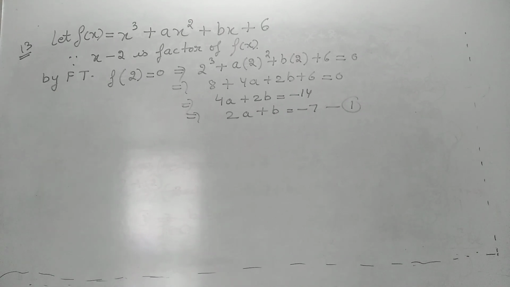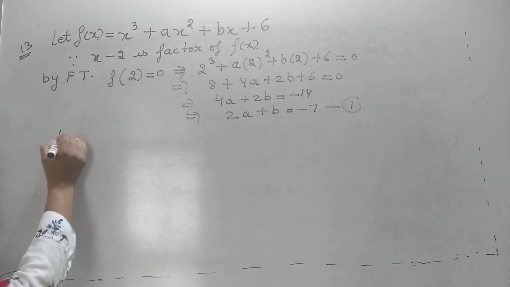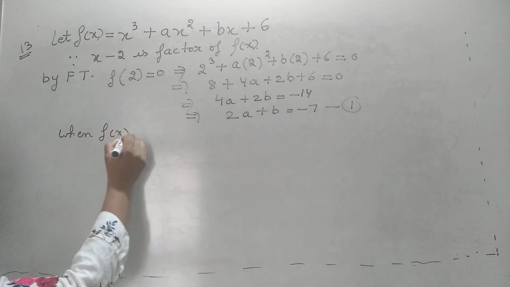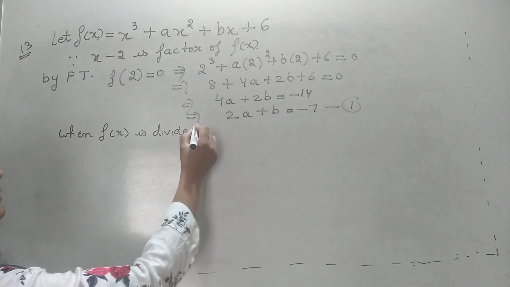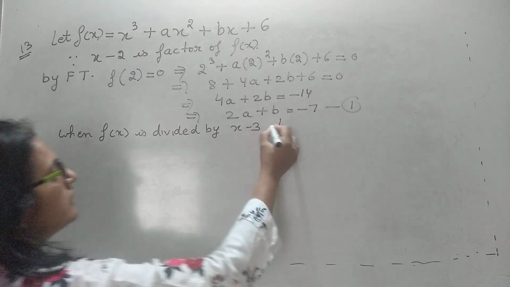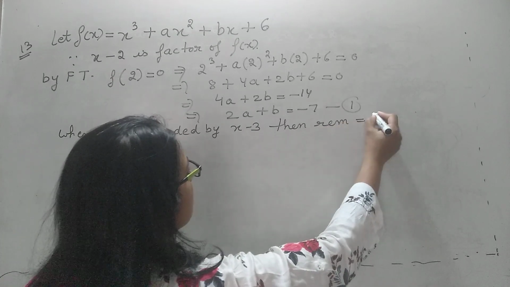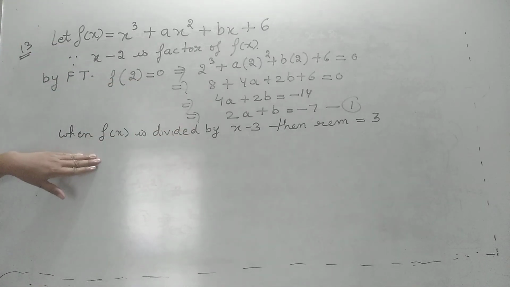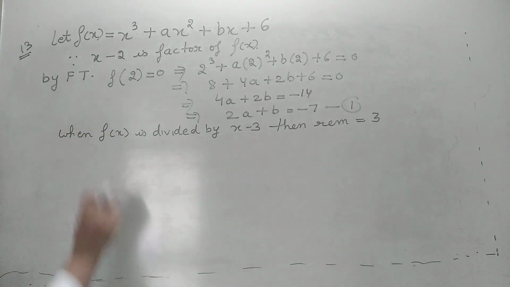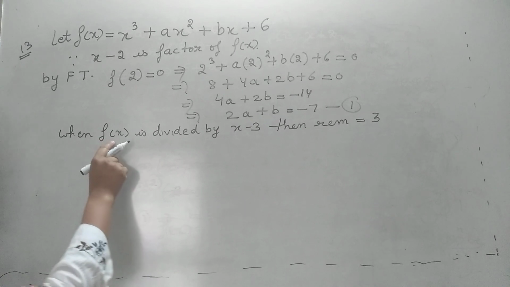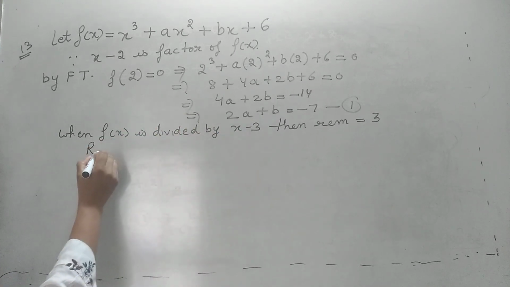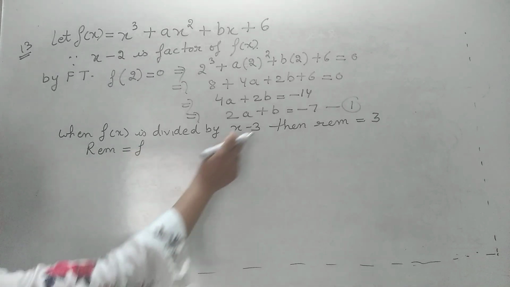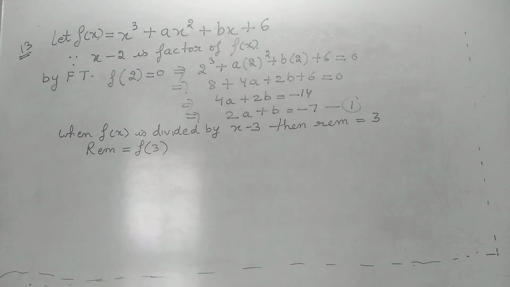Next, we are given that if it is divided by x minus 3, the remainder is 3. What is given? That when this fx is divided by x minus 3, then remainder is 3. One, we are given that x minus 2 is factor of fx, so f of alpha is 0. Now we will use the remainder theorem because we are talking about remainder. Now what does remainder theorem state? Whenever fx is divided by x minus alpha, then remainder is always f of alpha. What is alpha here? It is 3.